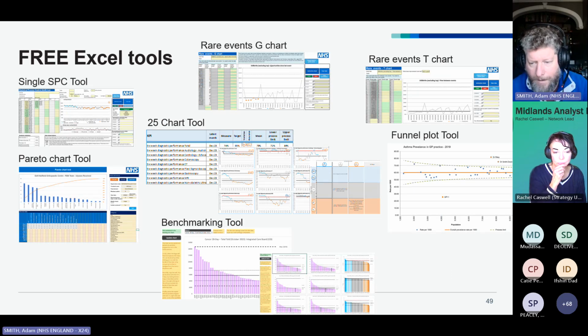And we've got lots of tools. So as I say, lots of free Excel tools. We can do single SPC chart on one tool. That's probably what I use most of the time, as it's really, really simple to use and gives you an SPC chart really quickly. We've then got multi-chart tool, which is 25 charts on one. We've got other types of SPC charts. We've got funnel plot tool, Pareto chart, and a benchmarking tool. And we talk about these different tools all the way through our 10 steps of training. But they're in the tools folder on the Futures platform.